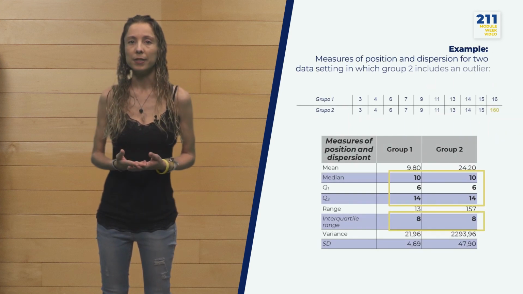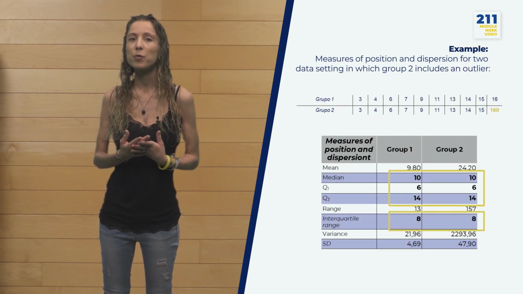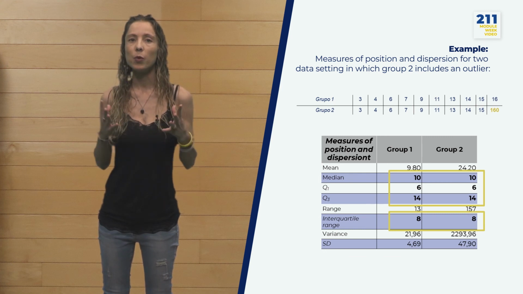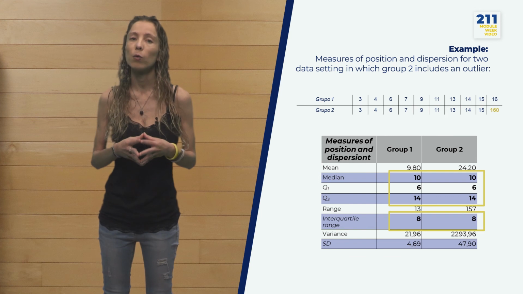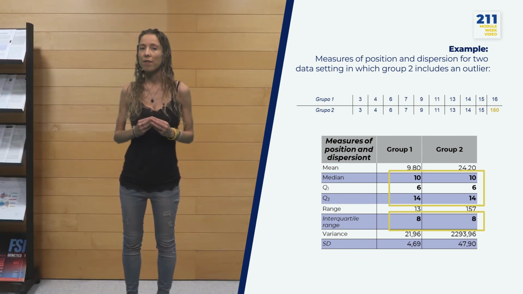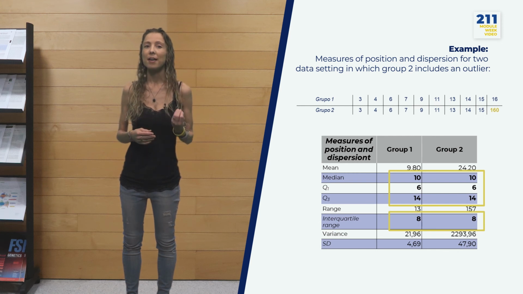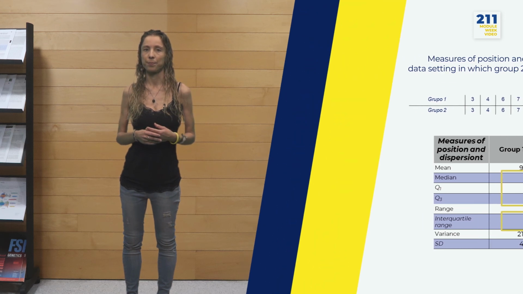Looking at the example, we can see measures of position and dispersion for two datasets in which the second group includes an outlier. We can observe how the robust measures do not change in either group, while the others do, taking much higher values in the group with the outlier value.